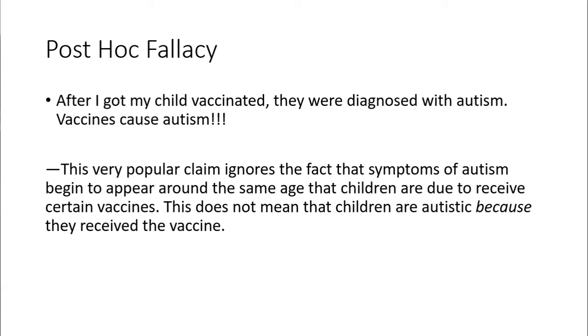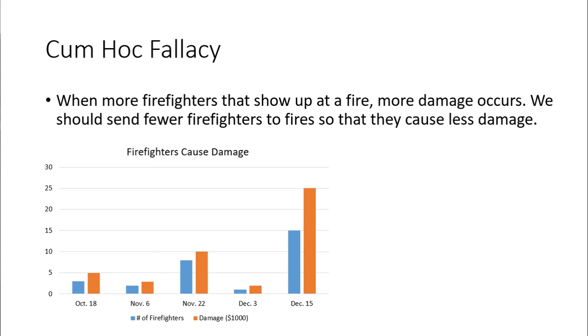The important thing to remember with the post hoc fallacy is that it is one event happening before another event, therefore the first event caused the second. This is different from the cum hoc fallacy, which implies that there's a correlation, so one of the events caused the other.